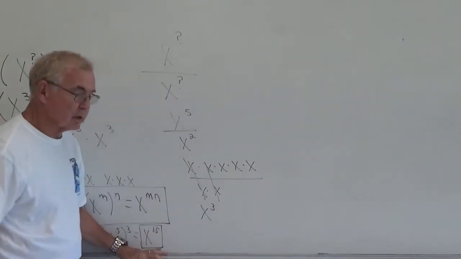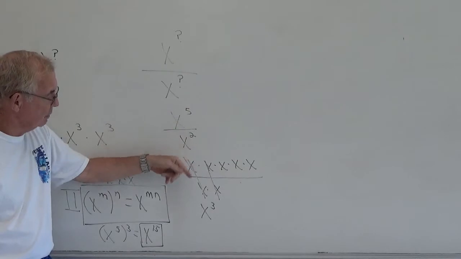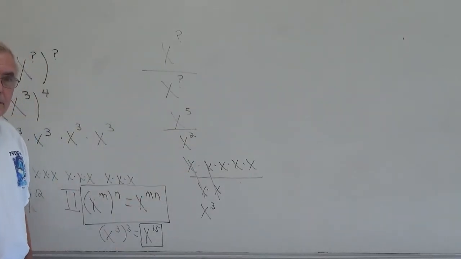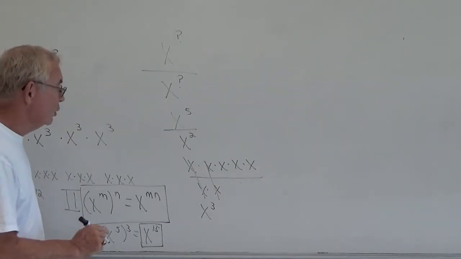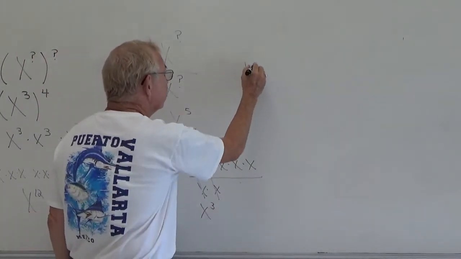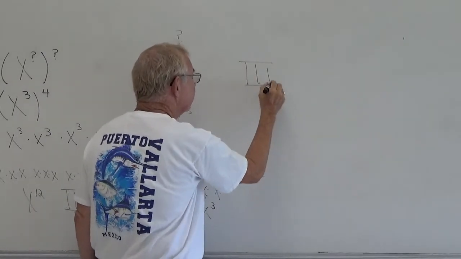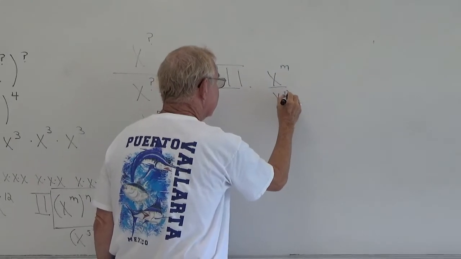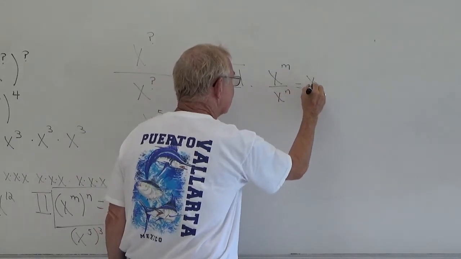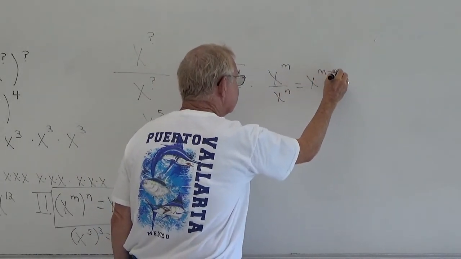So what do you think the rule is? Look at the problem. 5 and 2, you get 3. So what operation is it? You'd probably say subtraction. Exactly right. So rule 3: x to the m over x to the n is equal to x to the m minus n.